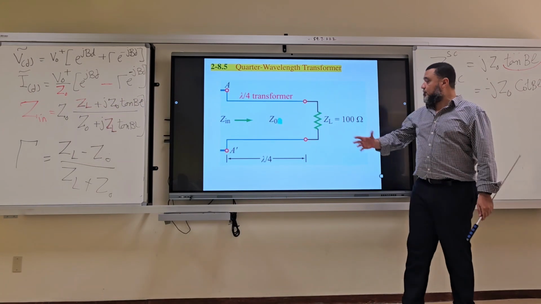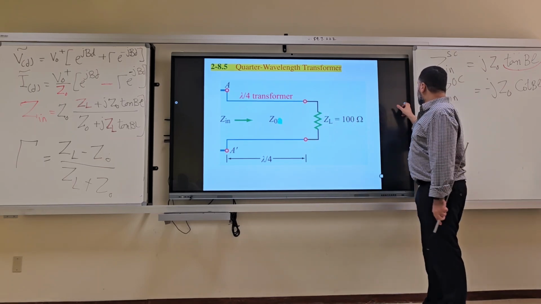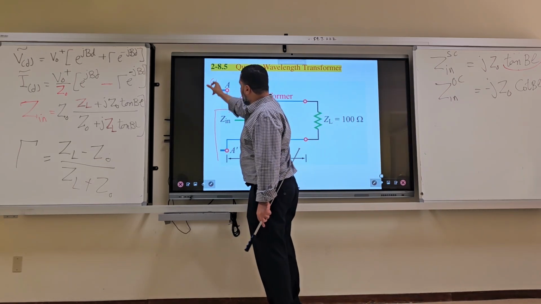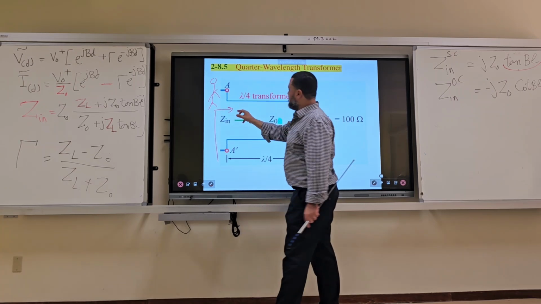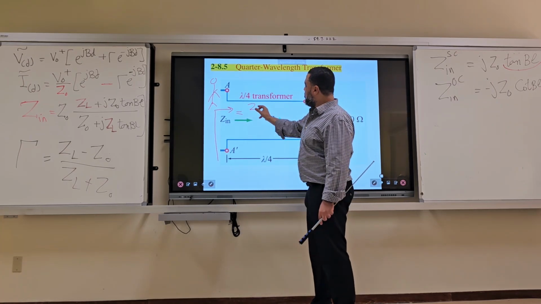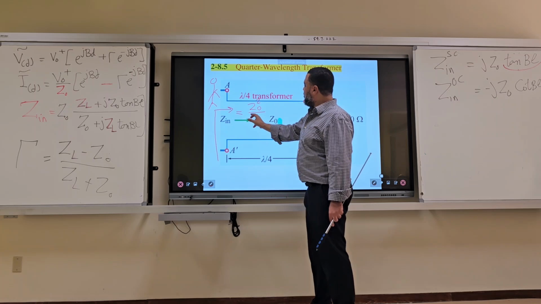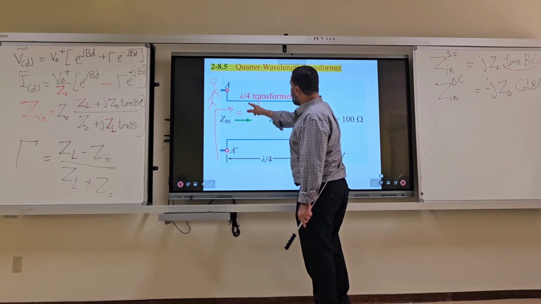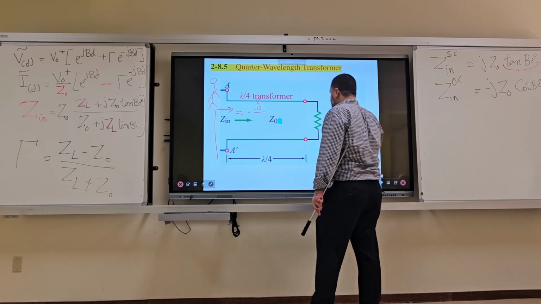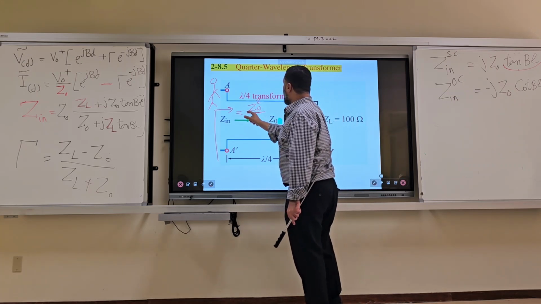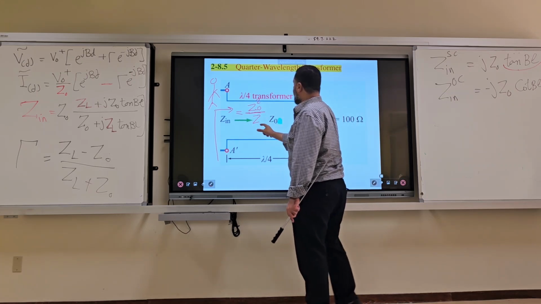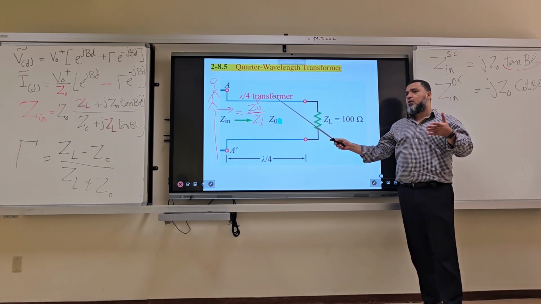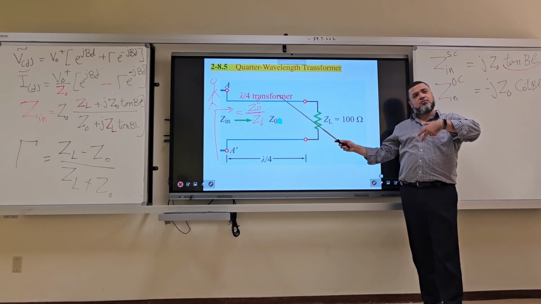So if the line is lambda over 4, whatever ZL is here, looking at this side, what is the input impedance? Z0 squared over ZL. Very easy. In case the line is lambda over 4, or likewise 3 lambda over 4.